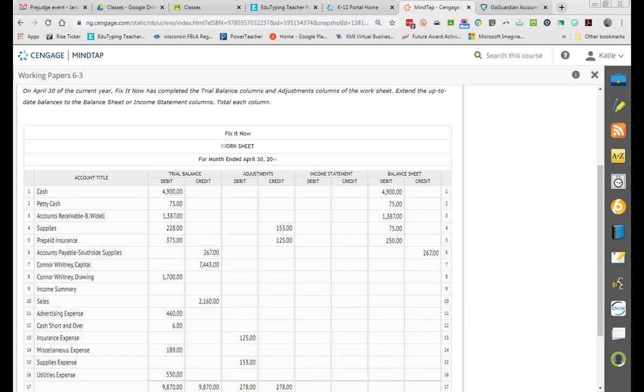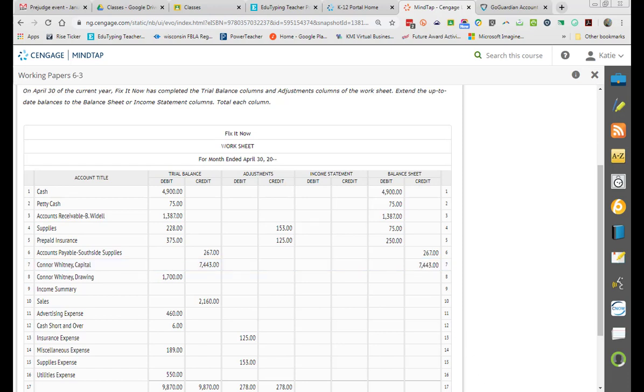Anytime we see the word capital, that tells us what is the classification. Owner's equity. Where does owner's equity go? Income statement or balance sheet? Balance sheet. So I'm going to take Connor Whitney Capital for $7,443 as a credit, and it goes on my balance sheet as a credit.